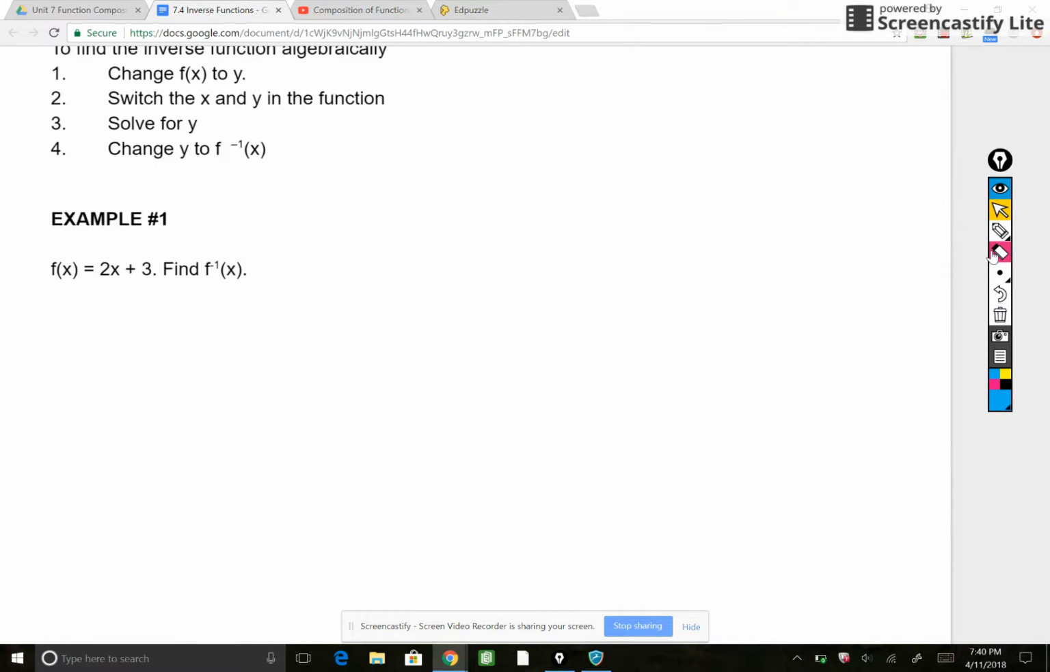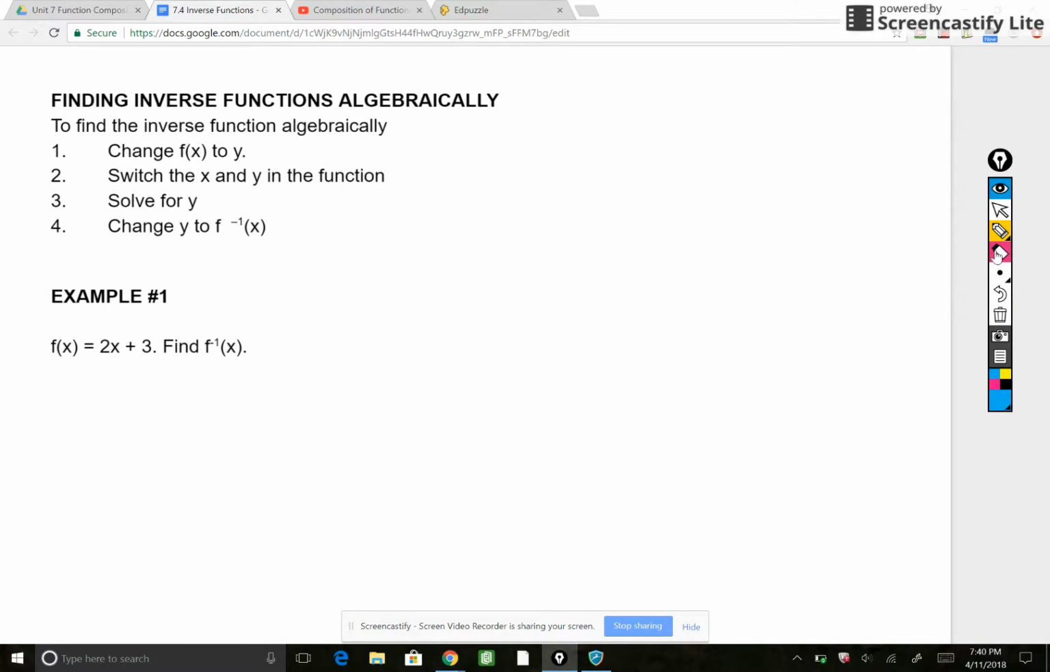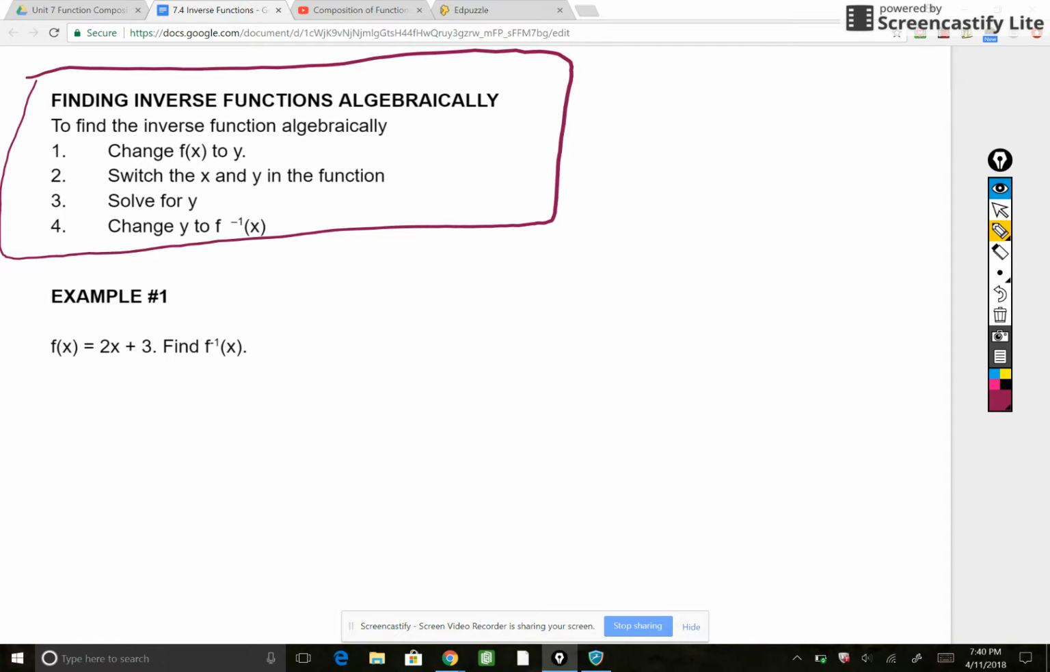All right, so how do you find the inverse algebraically? We just did it with just the points. You just flip-flop the x's and the y's. But what if you actually have an equation? Here are the steps at the top of your paper. I'll number them, but you don't have to number them on your paper if you don't want to. First step is to change the f of x to y. The f of x is on your left-hand side. Write it as y equals, so then you don't get confused. So step one is just to replace the f of x with y.